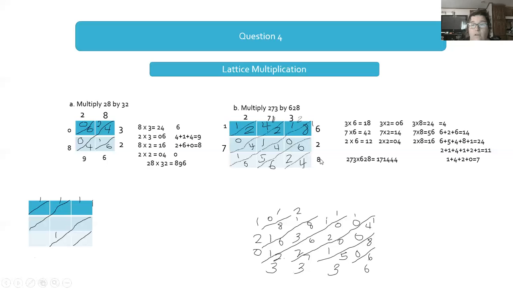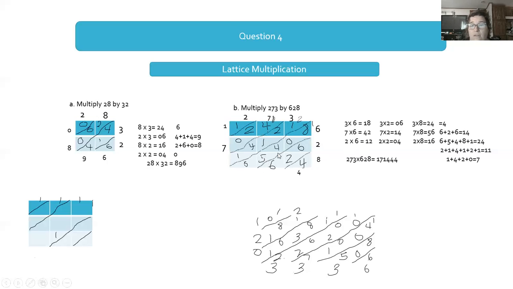Okay, then we're going to come down here. 8 times 3 is 24. Put your 2 up here. 4. 8 times 7 is 56. Make sure you put your 5 up here and your 6. 8 times 2 is 16. That is a 6, sorry. 1 and 6.